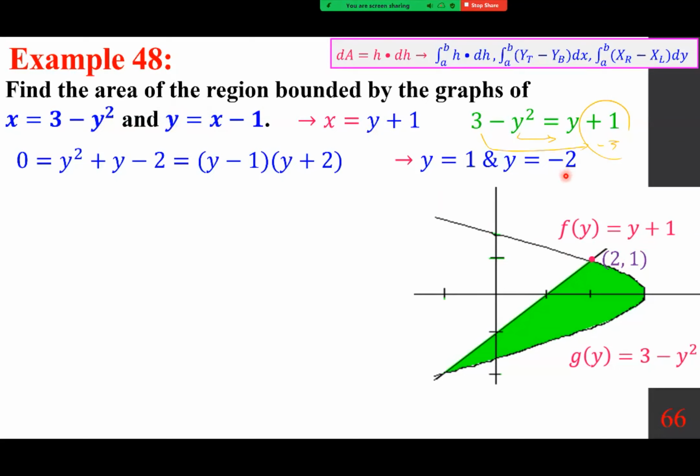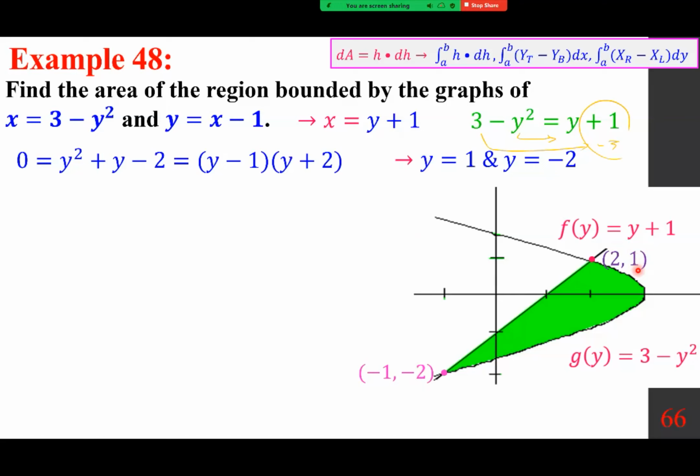Now y is negative 2. If I put the y negative 2 here, with 1 becomes negative 1. Okay, and I'm going to check it with this one. I hope you realize negative 2 squared becomes positive 4. 3 minus 4 becomes negative 1. So we have, as far as the x is concerned, goes from negative 1 to 2. As far as the y is concerned, goes from negative 2 to positive 1.